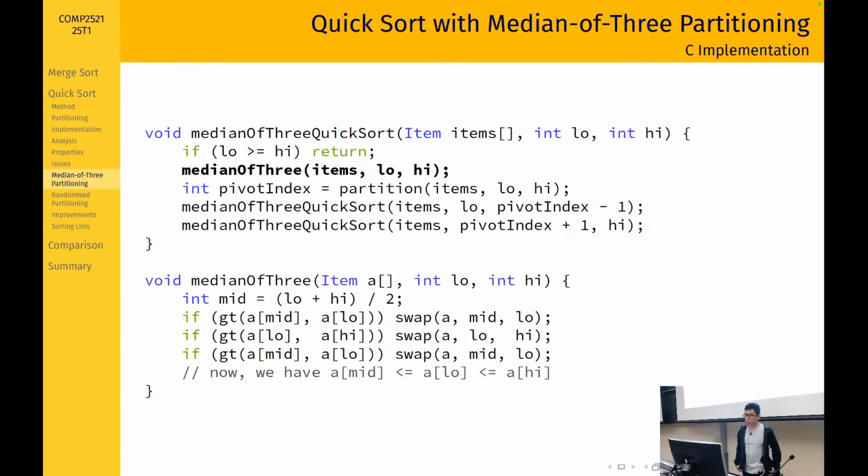Here is how you would implement it. It's only a slight change from naive quicksort. Before we call partition, we call our median of 3 function, and in the median of 3 function, we just rearrange those 3 elements so that the median is at index low. We calculate the middle index here, and then perform a bunch of comparisons and swaps to get the median to index low. So that's median of 3.